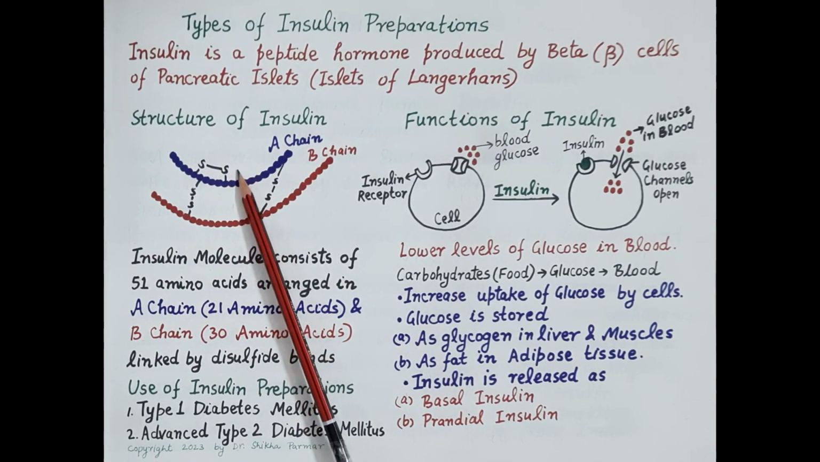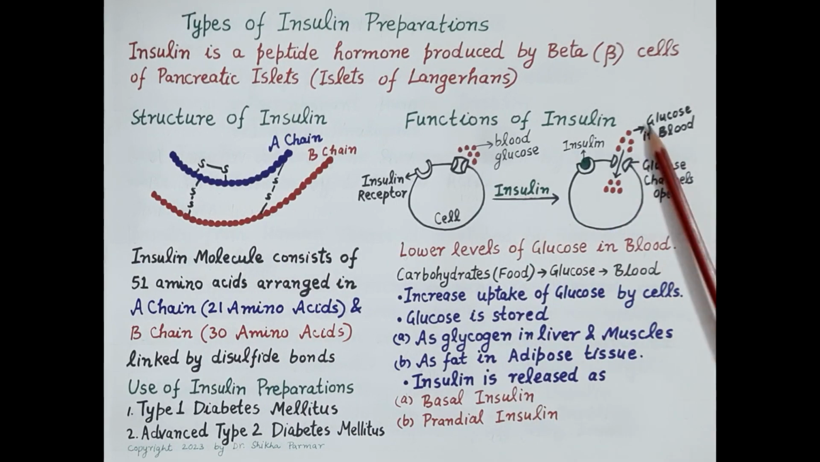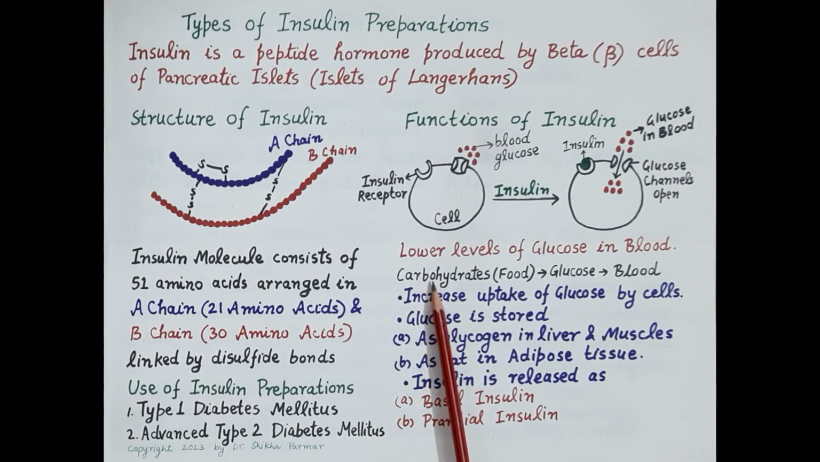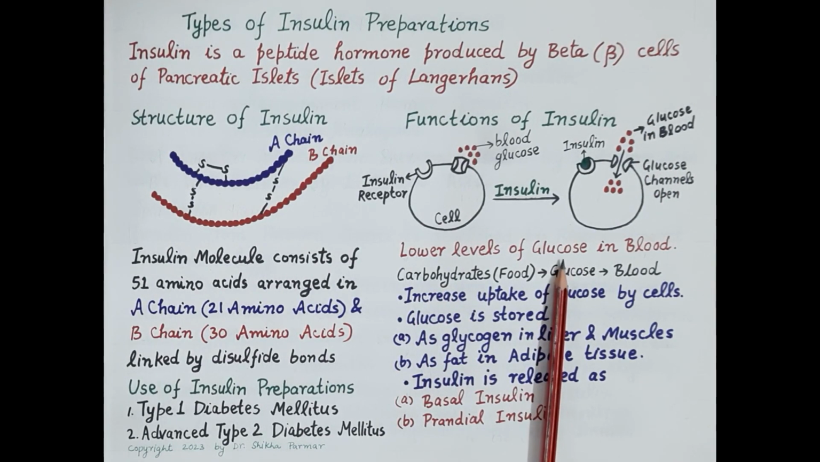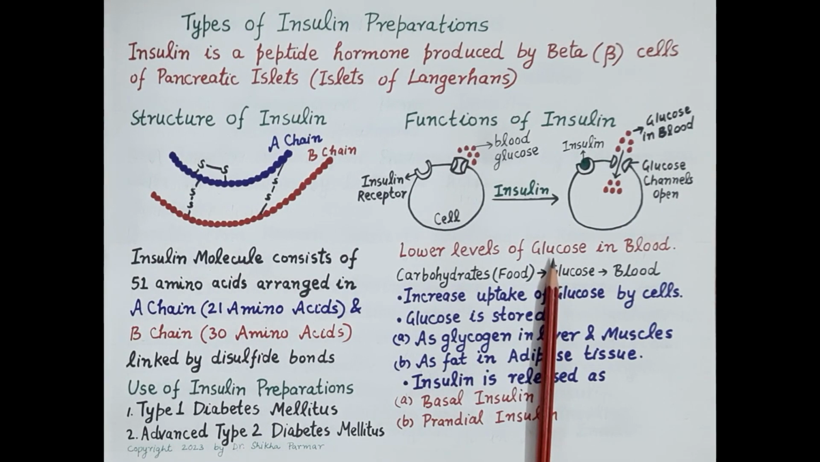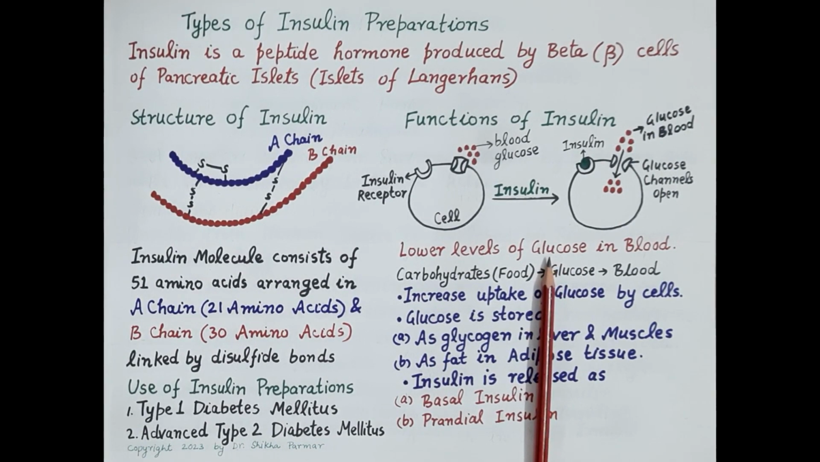Now let's quickly review the main functions of insulin. One of the most important functions of insulin is to lower the level of glucose in the blood. Now, increased glucose in the blood for a long time produces a disease that is known as diabetes mellitus.